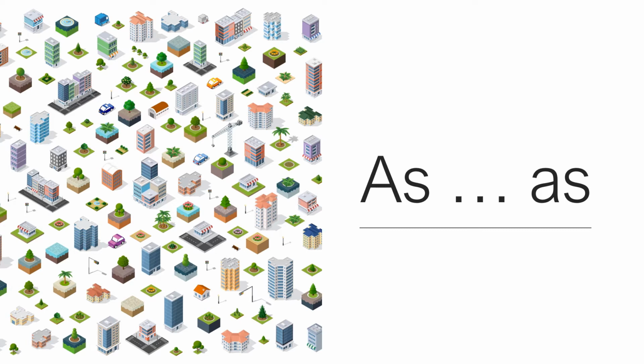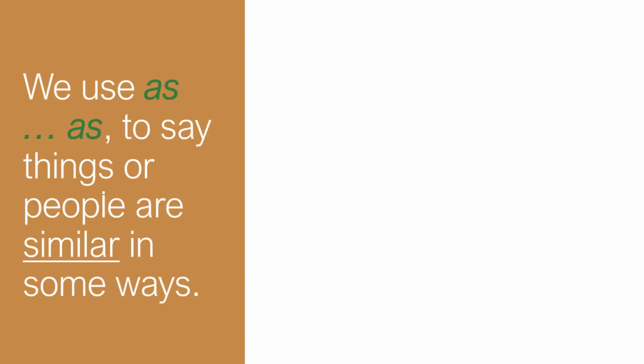Today we're going to see a new topic from grammar that is "as... as". Now we are going to see what this means. First of all, we use this to say that things or people are similar in some ways. Do you remember that we were checking comparative adjectives? Comparative adjectives were used to say that something or someone was bigger or taller or smarter or more excellent than something else.